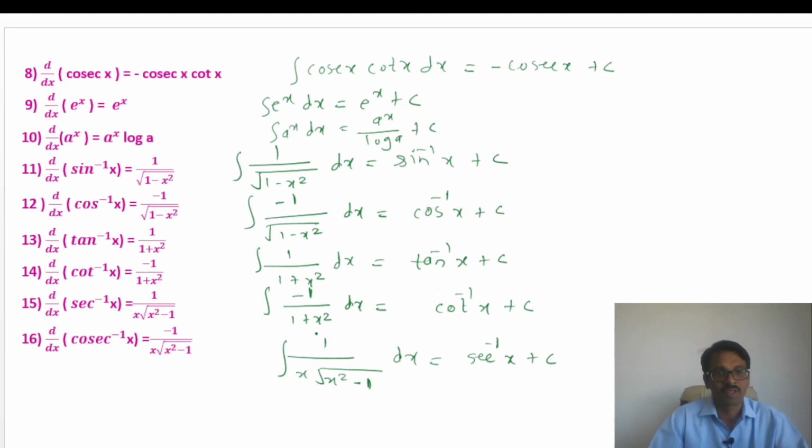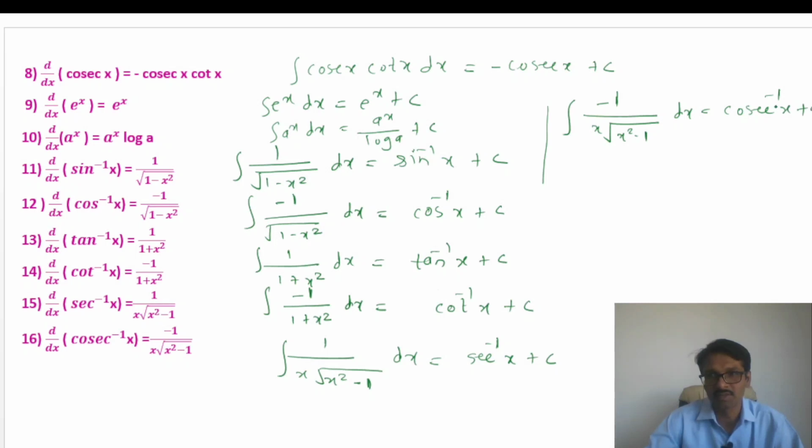Similarly, the integration of 1 upon x into square root x square minus 1 with respect to x gives sec inverse x plus c. And similarly, the integration of minus 1 upon x under square root x square minus 1 with respect to x gives cosec inverse x plus c.